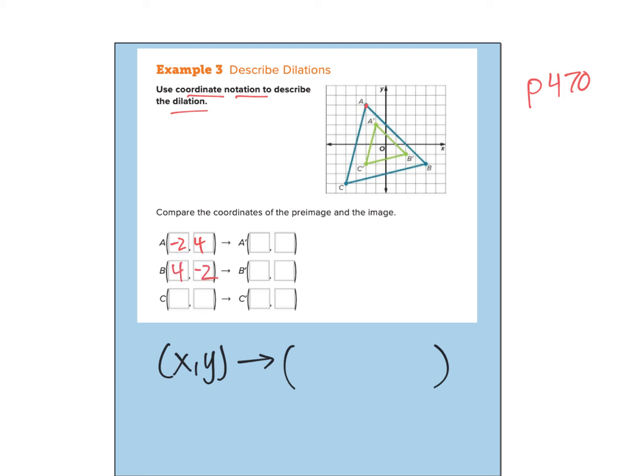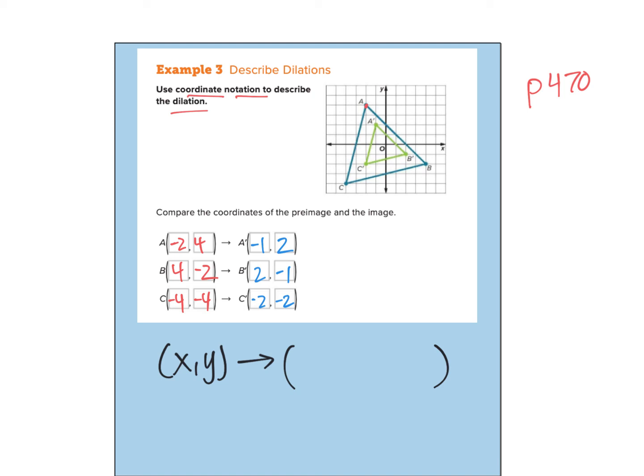And C is (1, 2, 3, 4), (1, 2, 3, 4), (-4, -4). All right, I want you guys to pause the video and find A prime, B prime, and C prime. All right, now that you found those coordinates, why don't you go ahead and quickly double check them to make sure that they are correct.